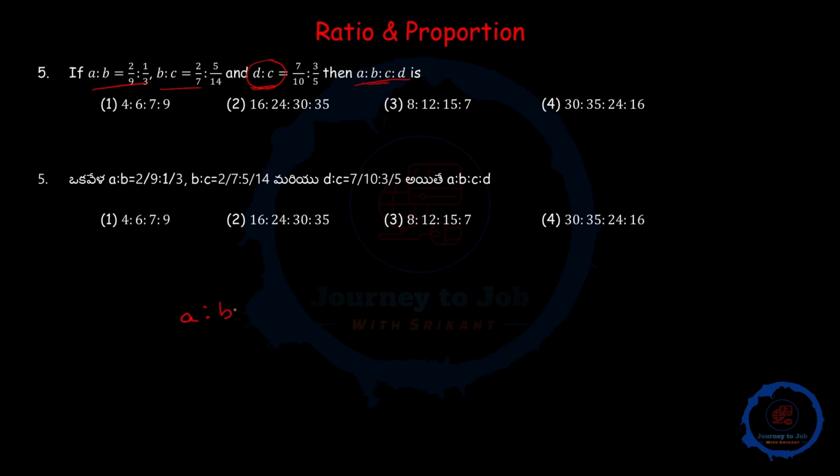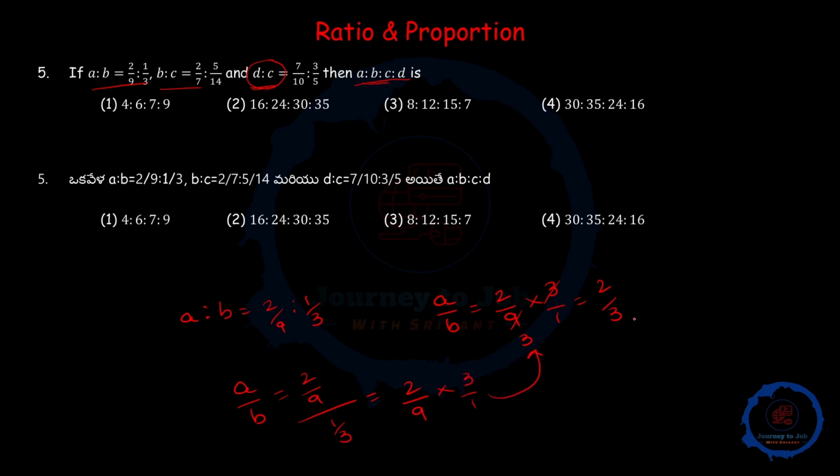So a is to b is equal to 2 by 9 is to 1 by 3 given. So here we have to remember one simple thing: a by b is equal to 2 by 9, write it the same, and reverse this 1 by 3, which becomes 3. Cancelling 3 with 9, the remaining thing is 2 by 3. So this is the a by b ratio. See, a by b is equal to 2 by 9 by 1 by 3, and we know how to do this calculation. 2 by 9 into, the denominator will be reversed, so 3 by 1. So a by b is 2 by 3.